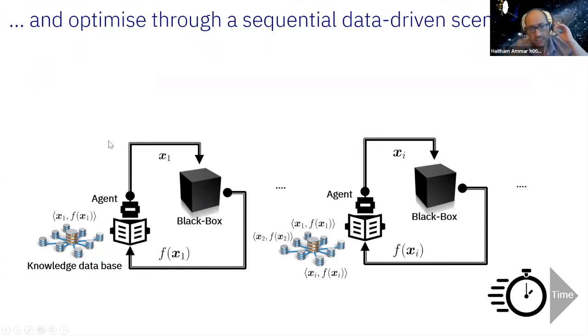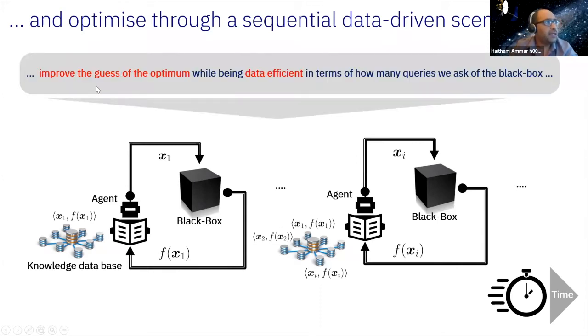We collect this data and then we move in rounds, so we move over time. And then we repeat this process, so we collect more and more data. Our goal then is that we would like to improve the guess of the optimum, but being data efficient in how many trials we would like to make. So the number of queries we would like to have to the black box should be reduced. And then we would like to, as we gather more data, to improve our guess of the optimum more and more.